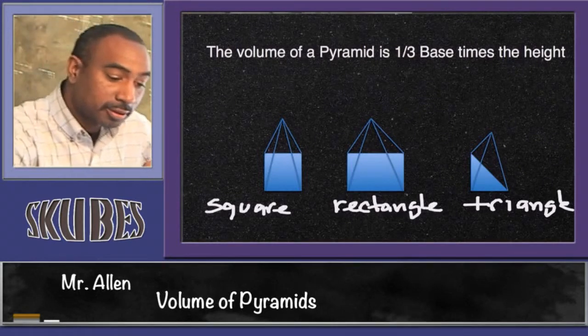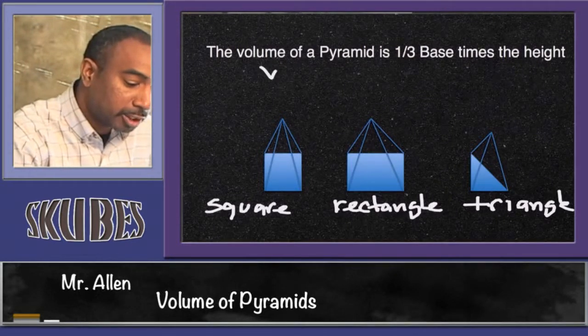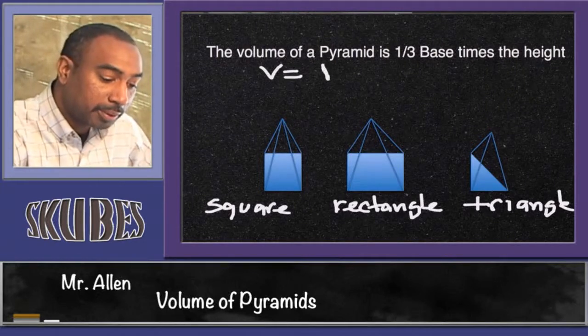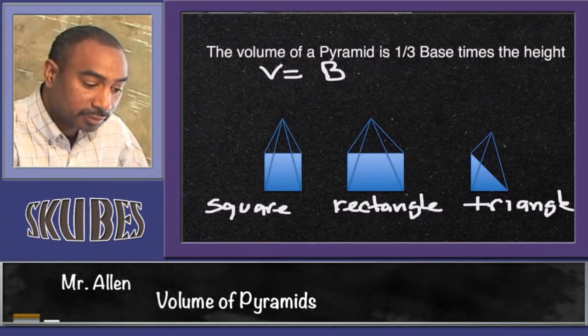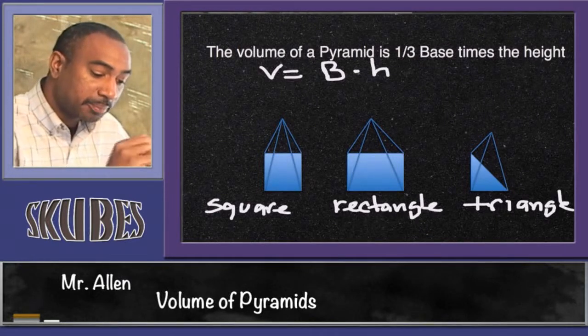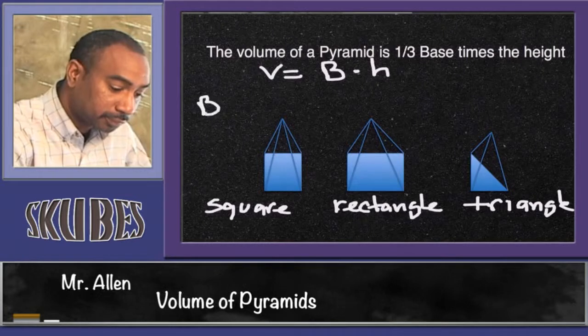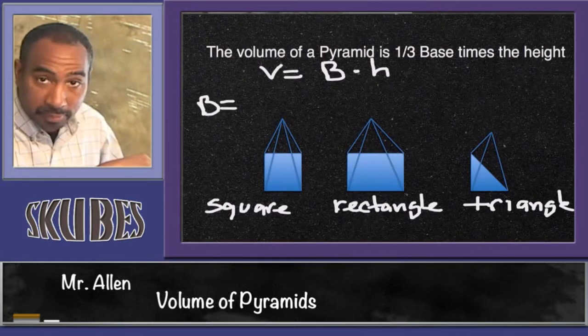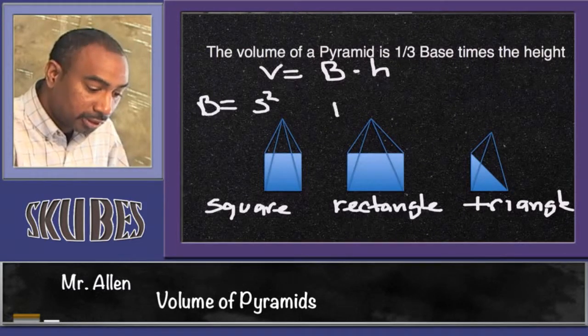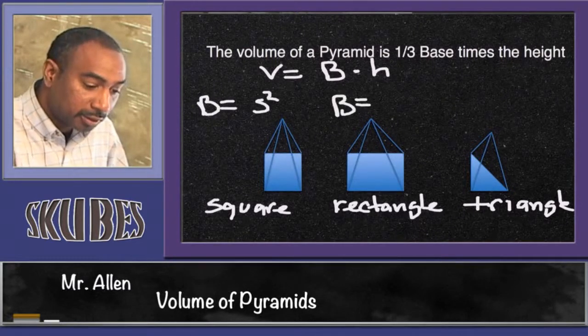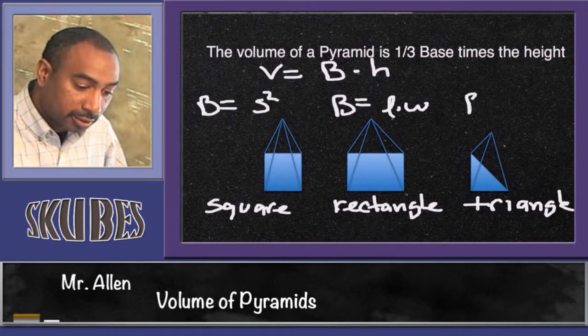So when you use this theorem, it says the volume equals 1/3 B times h. They use a capital B because it varies depending on the type of base you have. In this case, you want to get the area of the base. It's going to be the side squared. In this case, it's going to be the length times the width. And in this case, it's going to be 1/2 base times height.